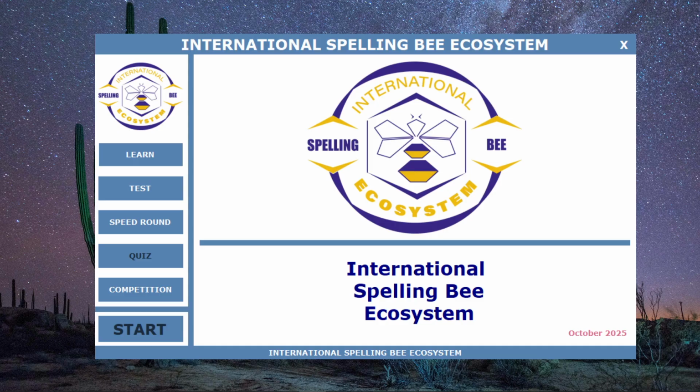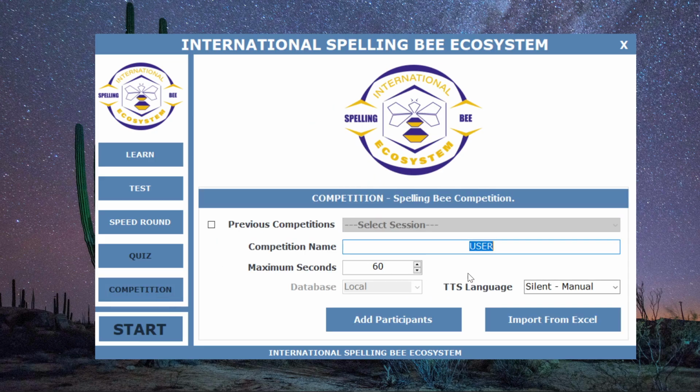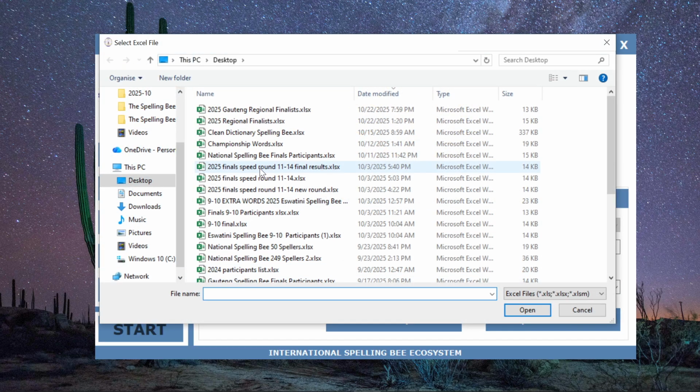We are going to start by selecting competition, typing our competition name. All right, and I'm going to select manual for the text to speech, as I will be the one pronouncing the words to my students. I will leave the timer at 60 seconds.